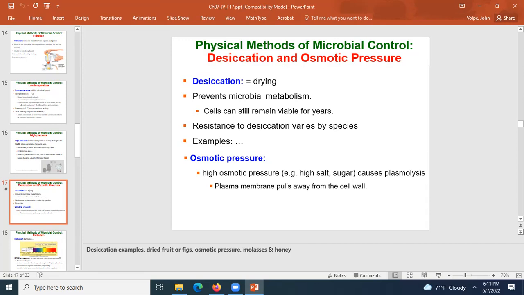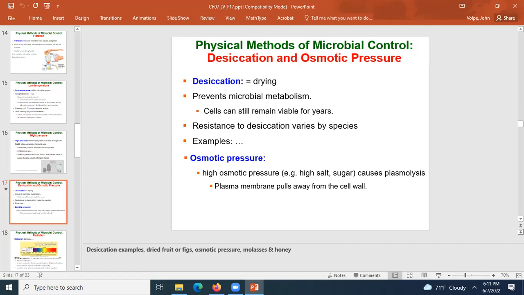Some examples where we use desiccation are when we dry fruit, such as dried figs. It's an example of desiccation to keep the food from spoiling. Humans have been using desiccation to prevent food spoilage for, well, I would say probably 4 millennia.